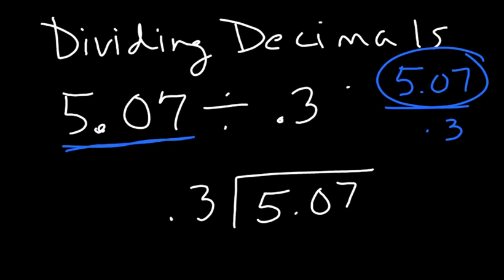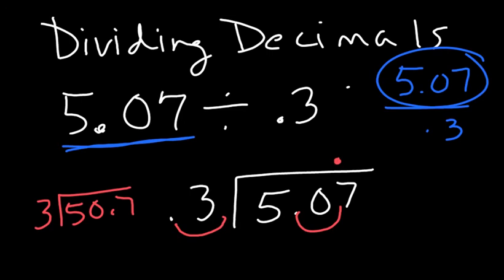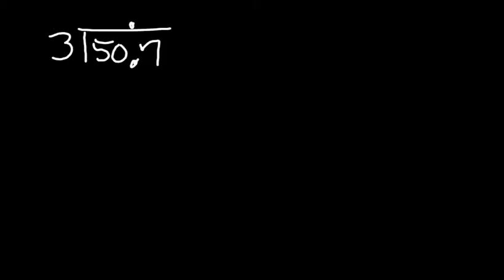Now, it is perfectly fine to have decimals over here, but you cannot divide with a decimal over here. So back in the 5th or 6th grade, you learned something called over, up. And that is exactly what you did. Move the decimal over, go up. So your new problem would be 3 into 50.7, and go ahead and put your decimal up there. Now we're ready to divide.